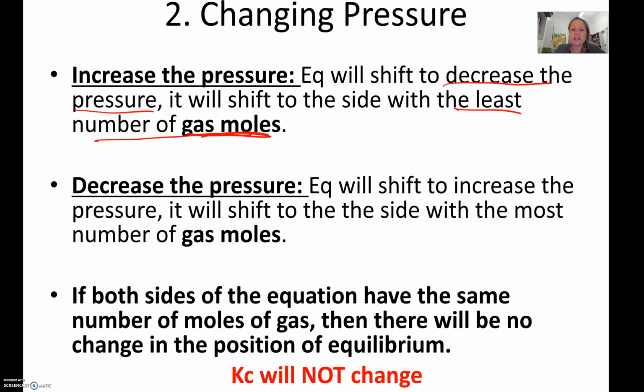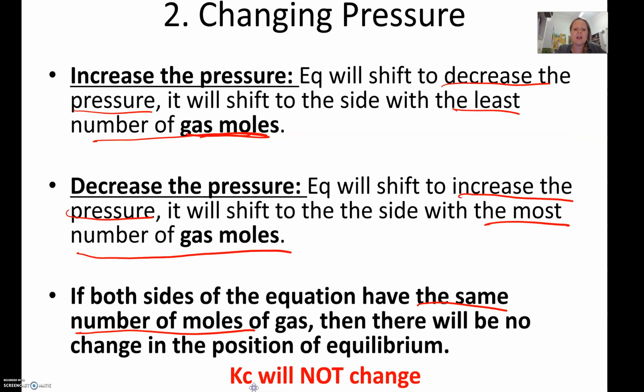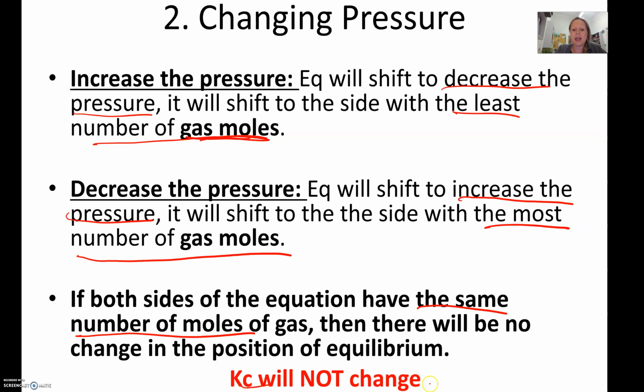So what if the pressure is decreased? Then the equilibrium will shift to increase the pressure. I say the direct opposite first of all. It'll shift to the side this time with the most number of gas moles. Now what if both sides of the equation have the same number of moles? Well, then nothing happens. And remember, the only thing that changes Kc is temperature, so Kc will not change. Just like concentration, Kc doesn't change.